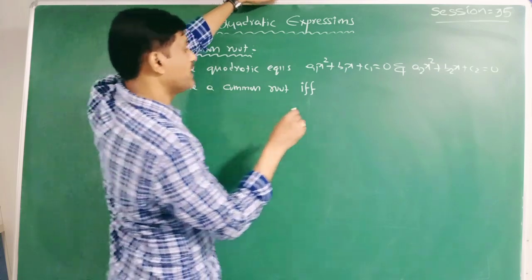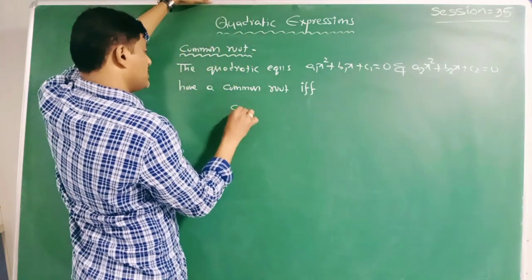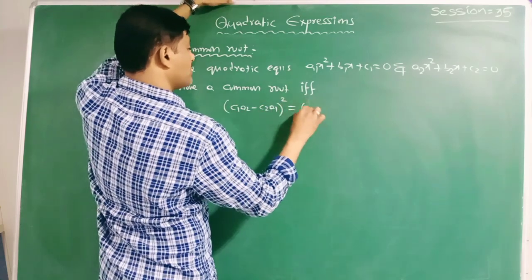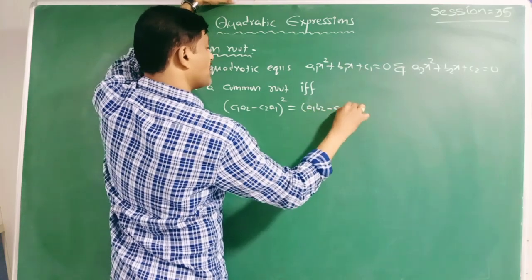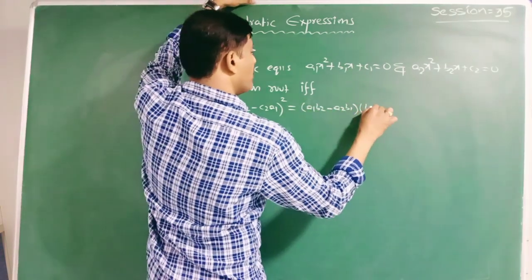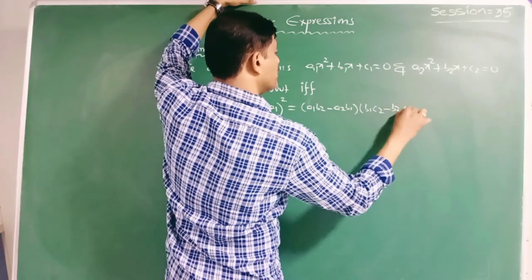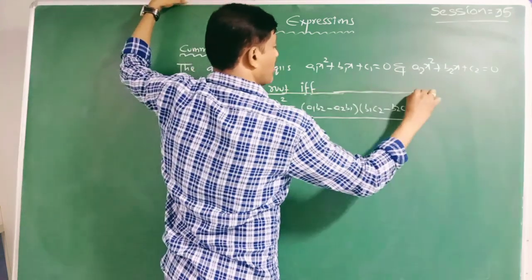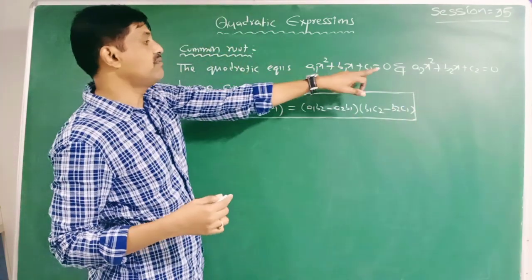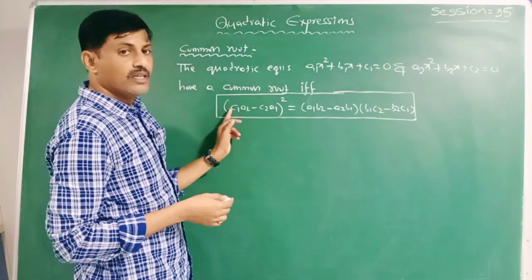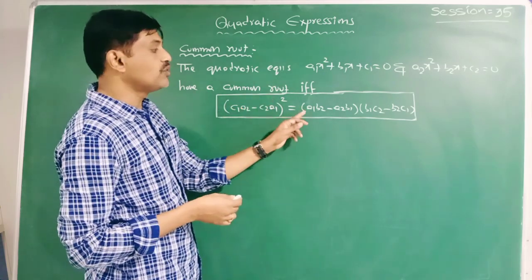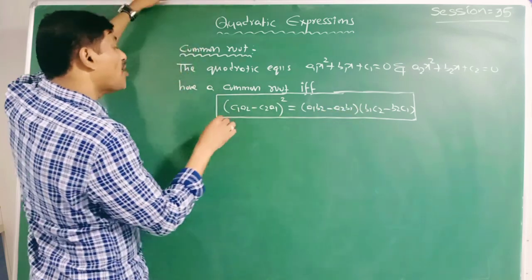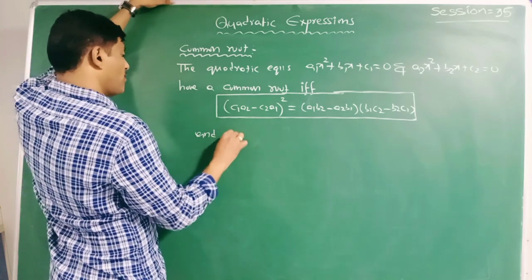You find only if (c1a2 minus c2a1) whole square is equal to (a1b2 minus a2b1) into (b1c2 minus b2c1). This is the condition for a common root. These two quadratic equations have a common root if (c1a2 minus c2a1) whole square is equal to (a1b2 minus a2b1) into (b1c2 minus b2c1), and the common root we have to find.